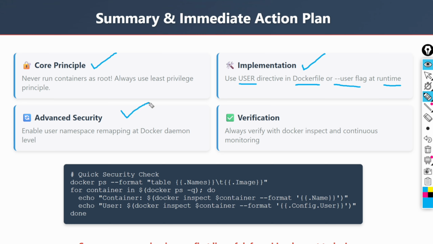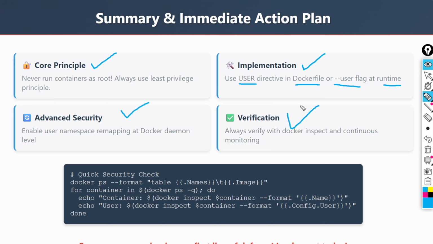And coming to the advanced security, where you enable user namespace remapping at the Docker daemon level. We have seen the command and some respective points in the earlier slide. Basically, this enables user namespace remapping at the Docker daemon level, and this maps a container's root user, which is UID 0, to a harmless, high UID, greater than 0, on the host machine, adding a powerful layer of protection across all containers.